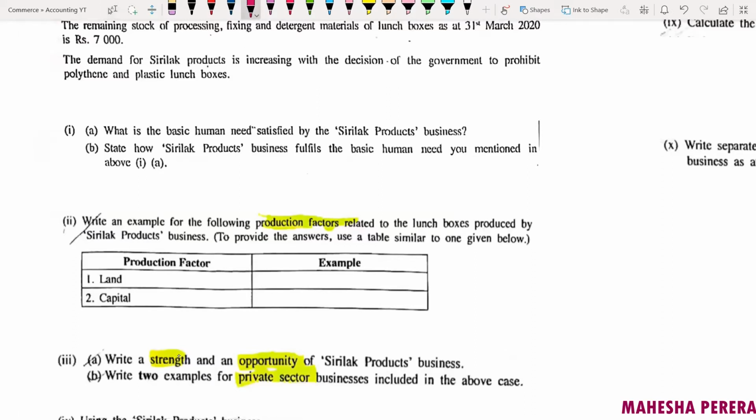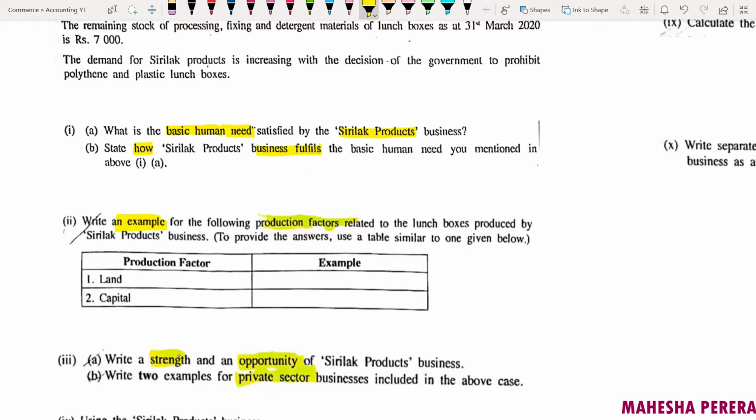What is the basic human need satisfied by Cyrillac products? Let's find out the basic need when we read the case. State how Cyrillac products fulfills the basic human need that you mentioned in above Roman figure 1a. State how the business fulfills it. Let's find out.